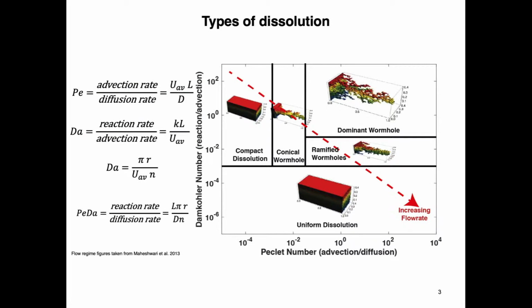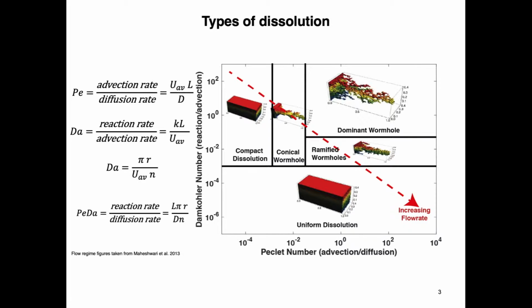The x-axis is flow rate, represented by the Péclet number, and the y-axis is reaction rate, or Damköhler number, which must then be multiplied by the Péclet number in order to isolate reaction from advection and make the axes independent. When flow rate is very high, dissolution is advection dominated, and we see uniform dissolution. When flow rate is low and reaction is high, the dissolution is diffusion dominated, and we see the front of the rock dissolved. This is called compact or face dissolution.